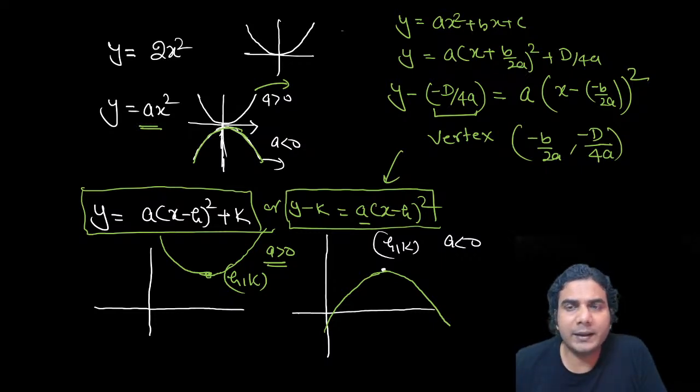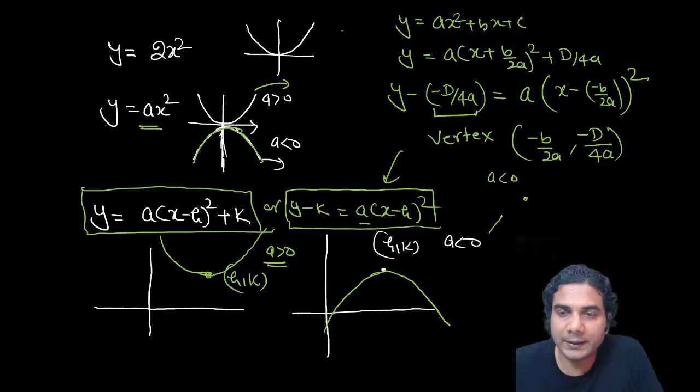So if I take, don't plot x and y axis, just plot this vertex. It might be anywhere, okay? So two types of graphs are possible. If a is negative, graph will be like this. All right. Graph of this equation, equation number 1.